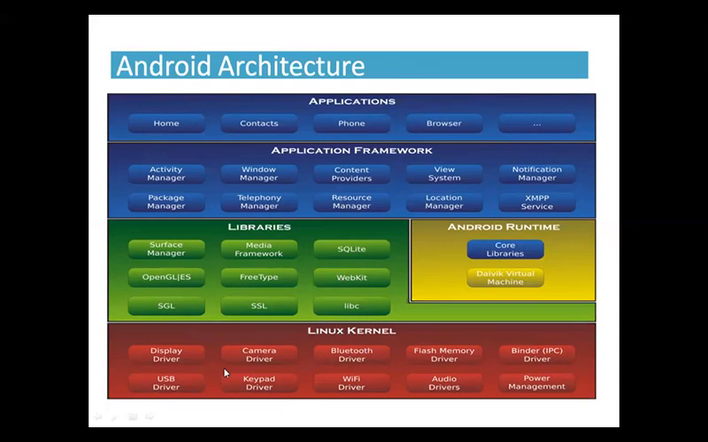Now see what exactly the Linux kernel's functionality is. If I want to work with any type of default application on my mobile, for example Bluetooth, basically I need the Bluetooth driver. That Bluetooth driver is internally maintained by the kernel.